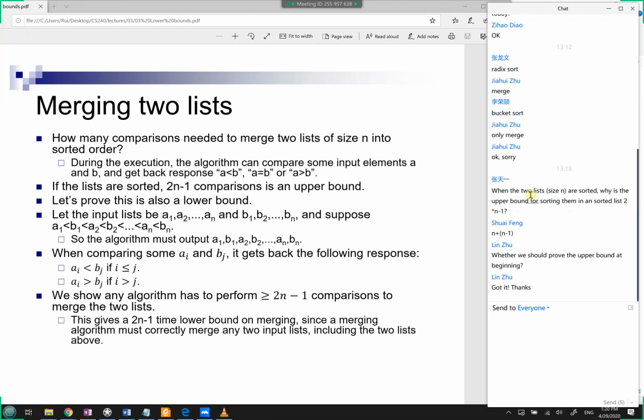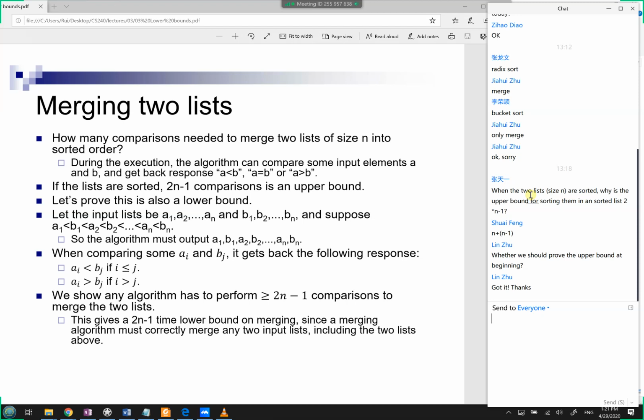Any questions about how we created this merging example? What we're showing is that on this particular example, where you have these two interleaved sequences, the A sequence is completely sorted, and the B sequence is sorted, and these two sequences interleave with each other. Then for this particular input, you have to take at least 2n minus 1 comparisons.